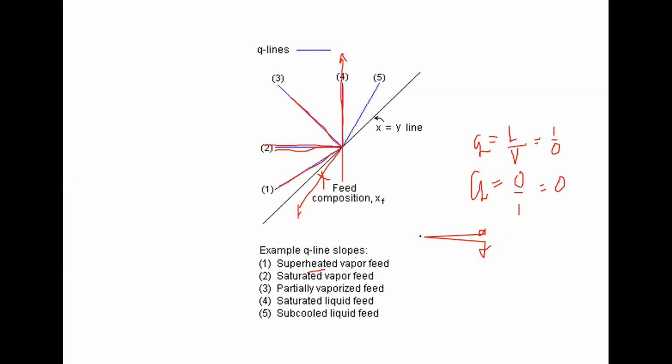Let's just leave it there. The gradient of Q line. Can you get the gradient of Q line? The gradient of Q line is Q per Q minus 1, right? So it should be 0, right? Then you get the Q line for saturated vapor.